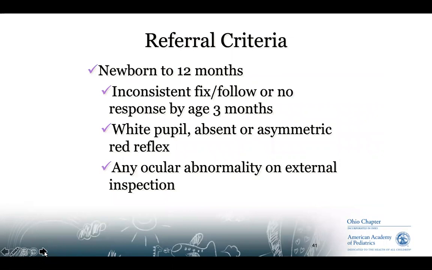Well, let's talk about when to refer to a pediatric ophthalmologist. So during that first year of life, if a child has inconsistent fix and follow or is unable to fix and follow by age 3 months, you should refer to a pediatric ophthalmologist. If you see a white pupil, an absent or an asymmetric red reflex, you should refer immediately. And any ocular abnormality on external inspection should prompt a referral to ophthalmology.